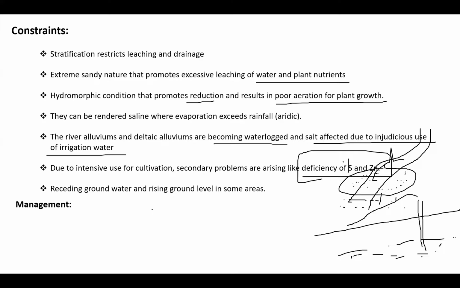How to manage this? Despite all these problems, how do we manage these soils? The very first management: judicious use of irrigation water and fertilizer is the only solution for this type of soil management. And we should provide proper drainage facilities. We have to provide a good subsurface or surface drainage system to avoid salt injuries, or to stop soils from ending up as saline soils. So like this, we have to take care of our alluvial soils.